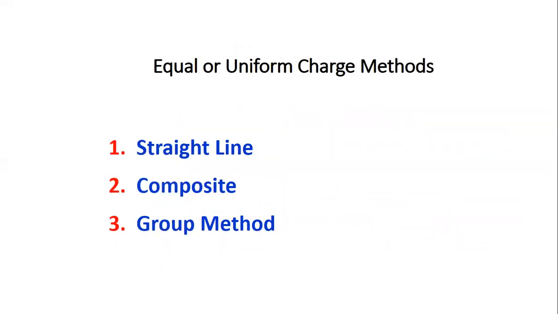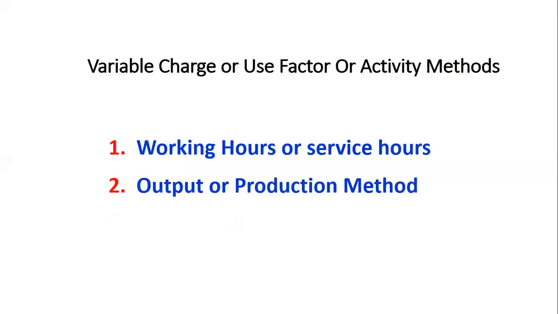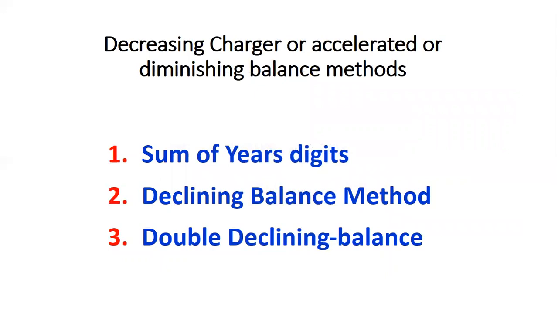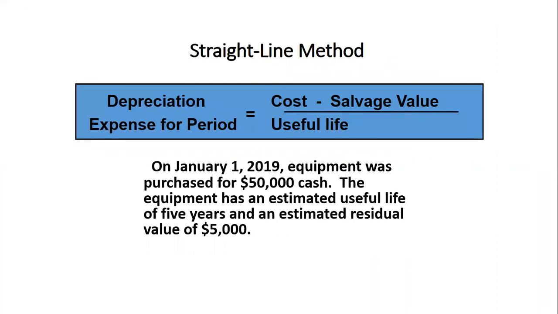Okay? Like what I have said, we have the straight line, composite, and group methods under the equal or uniform charge methods. May specific percentage na ginagamit for that year. Variable charge is based on the working hours or service hours, or based on the output of production. Then we have the decreasing charge or the accelerated or diminishing balance method. You have the sum of the years digits method, declining balance method, and double declining balance method. Okay? So actually, the straight line method is the simplest of all methods.